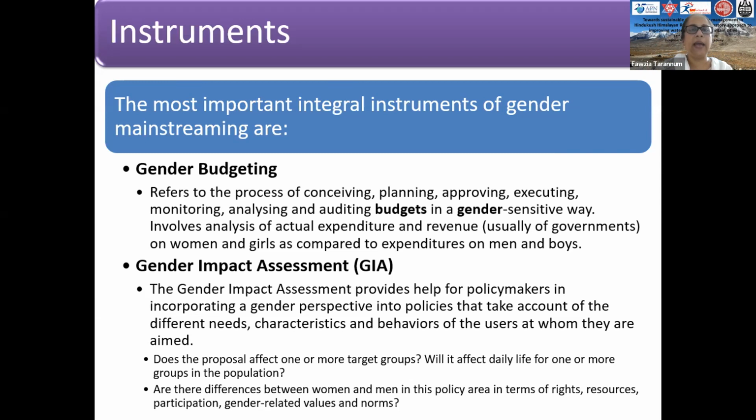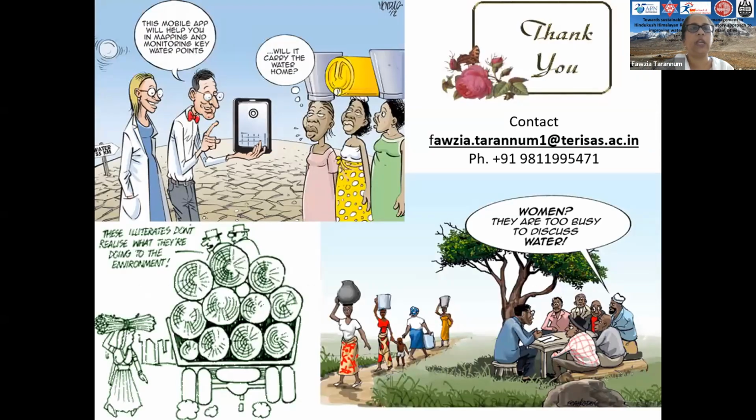So with that, I will end. And a lot of things that you see, people make apps for water and then they go and say that this mobile app will help in mapping and monitoring key water points. But that's not my problem. My problem right now is I need water at home in my premise.